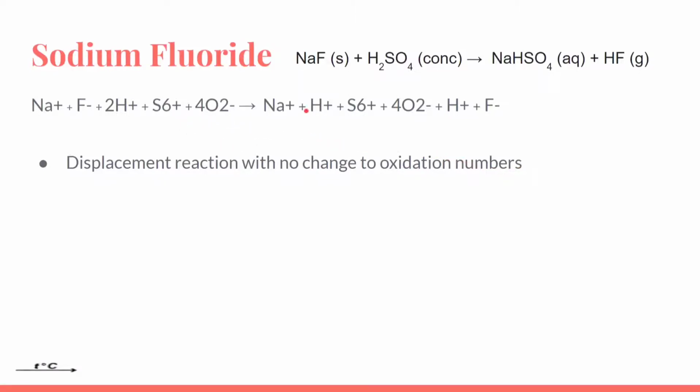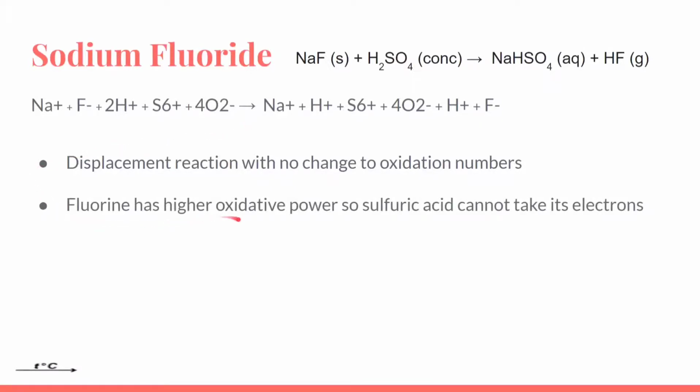So if you look at both sides of this equation, you can see that no oxidation states have changed. And this is because fluorine has a higher oxidative power than sulfuric acid. So this means that the sulfuric acid cannot take electrons from the fluorine, leading to no electron transfer. So even though it is a displacement reaction, there is no change in the oxidation numbers.